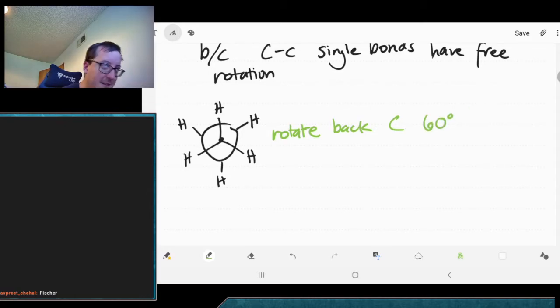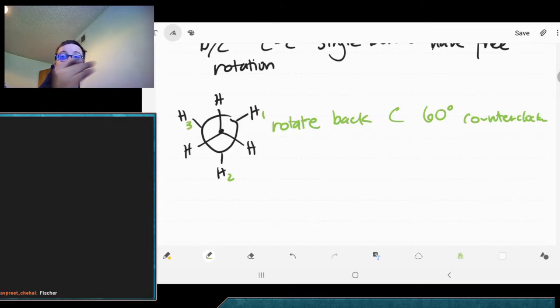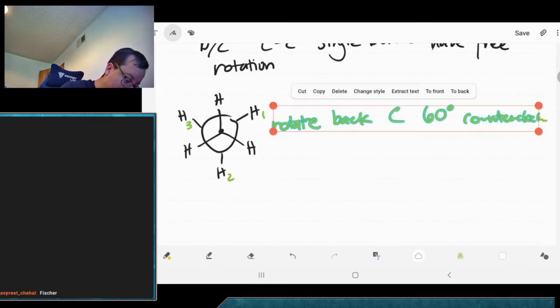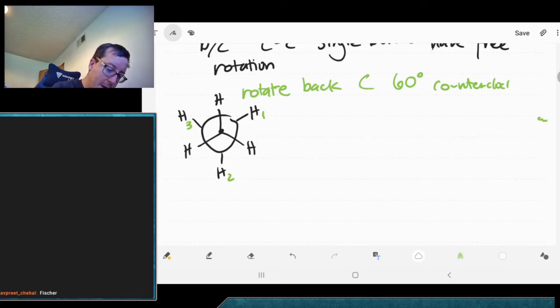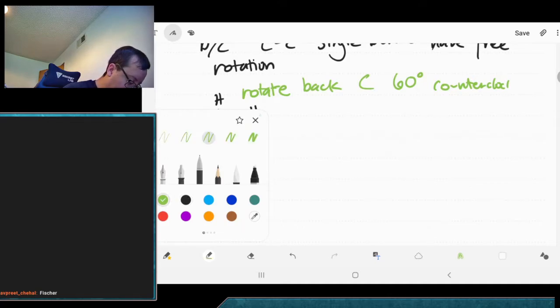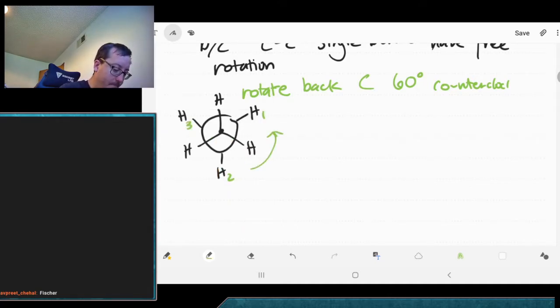60 degrees, not Celsius. 60 degrees. Let's rotate it counterclockwise. And I'm just gonna go ahead and label these just so we can see them as they are rotating. If we rotate this, I'm gonna move this up just a little bit so I have a bit more room. So if I'm rotating this guy counterclockwise, that would be that way, right? Our front carbon stays the same.